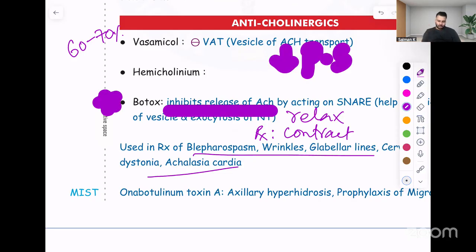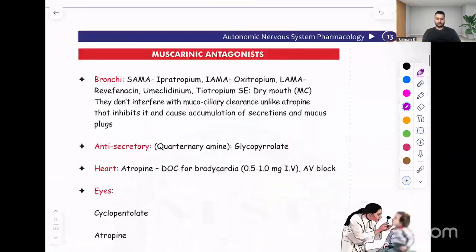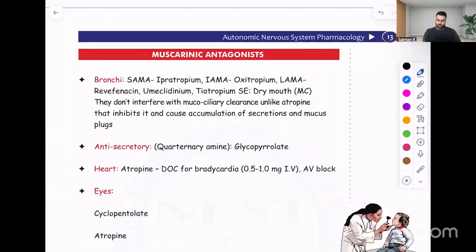Okay. Now, next coming to muscarinic blockers. These are the drugs that will produce the opposite of the muscarinic effects, meaning they will reduce them. For instance, they will produce bronchodilation. Hence, they're used in asthma and COPD. You must know drugs like ipratropium or tiotropium. See, they have tropium in the name. The tropium names are muscarinic blockers. Now you must remember their common side effect is dry mouth.